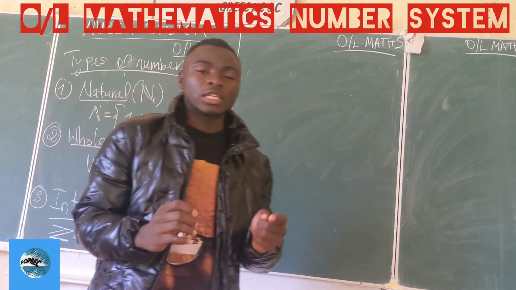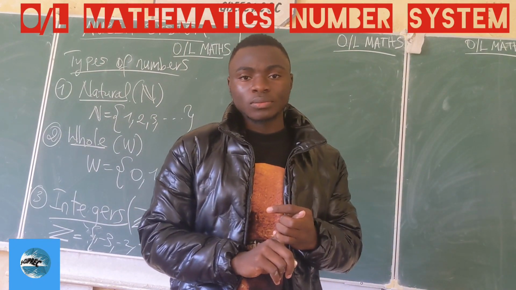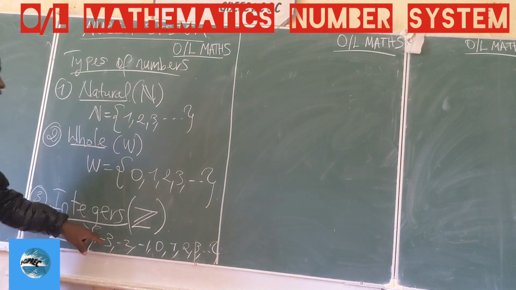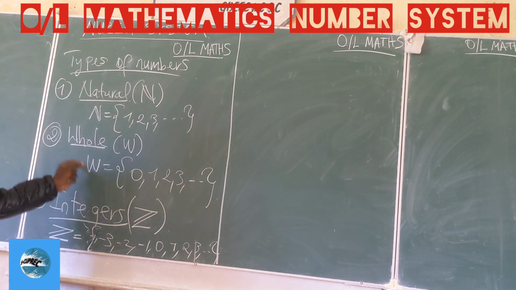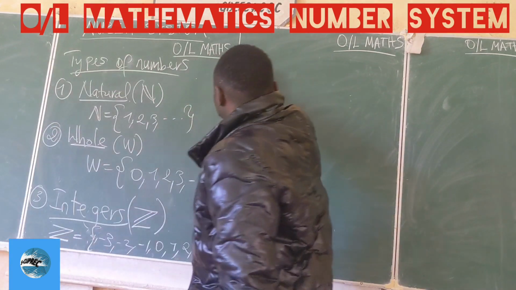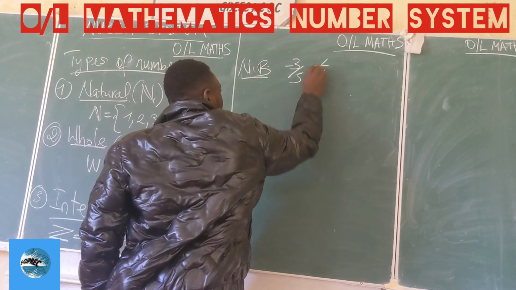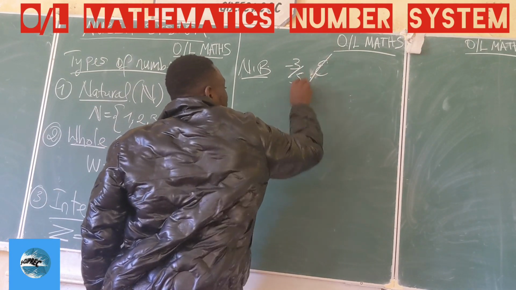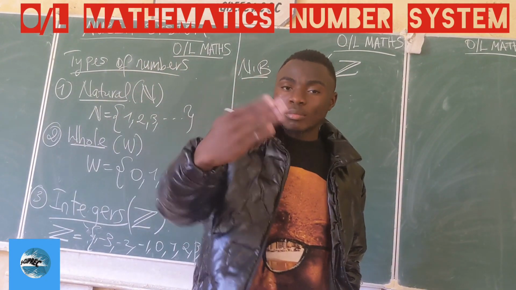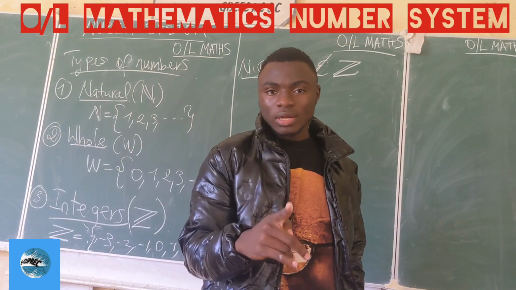So what do we say about integers? It includes positive whole numbers, negative whole numbers, and the number 0. So what do you notice? You notice that all the elements that are found in the set of natural numbers are found here. All the numbers that are found in the set of whole numbers are found here. Okay? Very good. Now, NB. You have to note that negative 3 on 5 is not an element of Z. Because elements of Z, we're talking about whole numbers only. Either negative whole numbers, positive whole numbers, and including 0 as well.